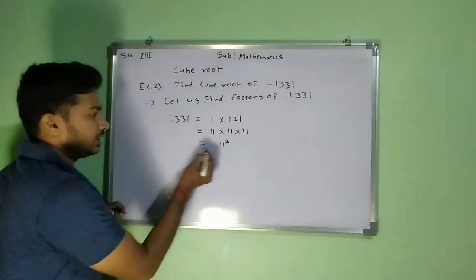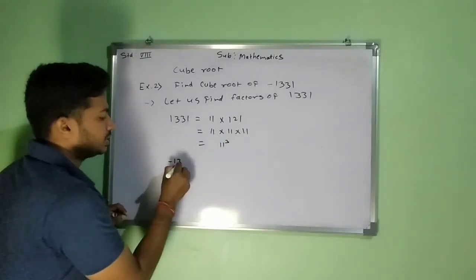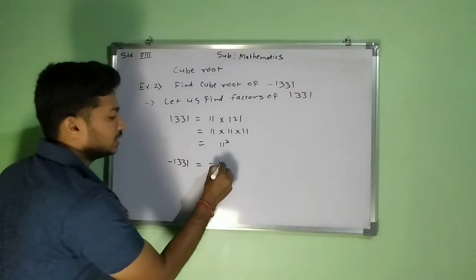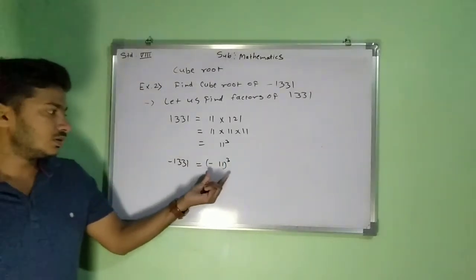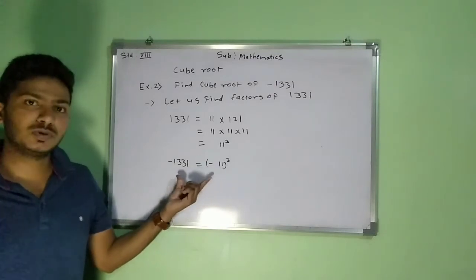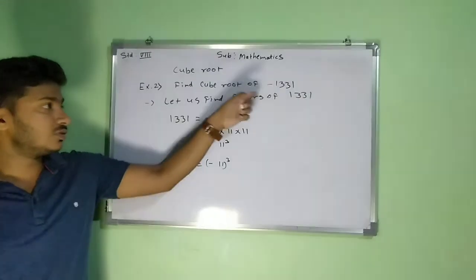Similarly, for the negative sign we can put the negative sign on both sides. So minus 1331 will be equal to minus 11 raised to 3. I have put the negative sign on both sides. Now we have to find the cube root.